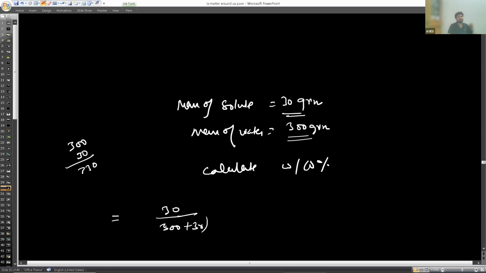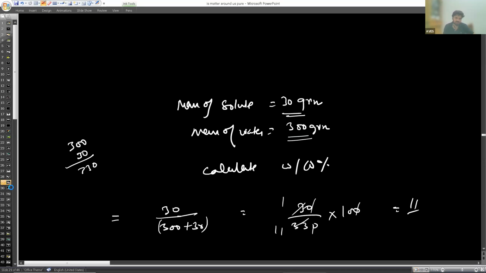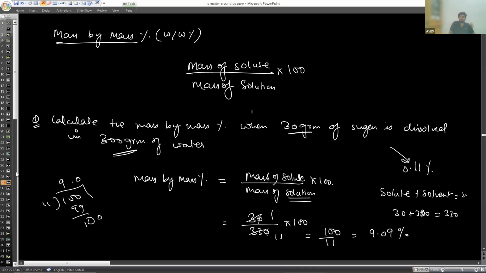You should take 300 plus 30, into 100. So it should be 30 upon 330 into 100. Then the 0s will cancel each other out. This will be 1 upon 11, and then it will be 100 upon 11. Here you can check, and you will get 9.09. So do this one accordingly. Please do this.